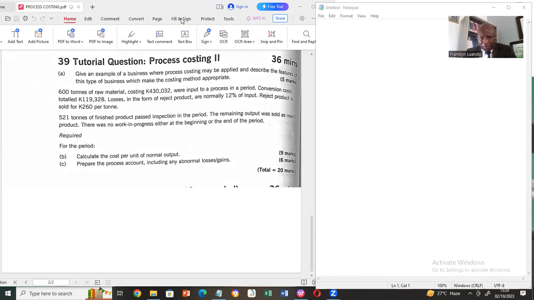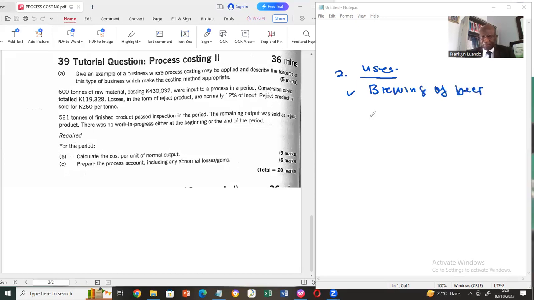So that is the definition. Number two, we can look at the application of process costing, or uses. Where is it used? The first one, process costing can be used in the processing or the brewing of beer. What they use is process costing, brewing of beer.